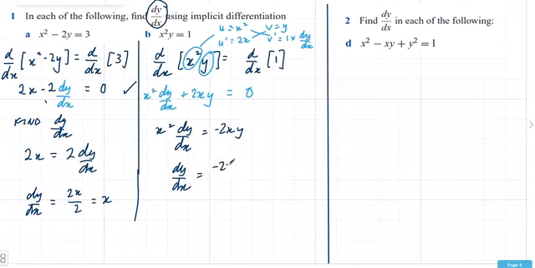Looks like this, with a bit of cancelling. So that's dy dx. When do you use this method? You use it when x and y are basically tied up.